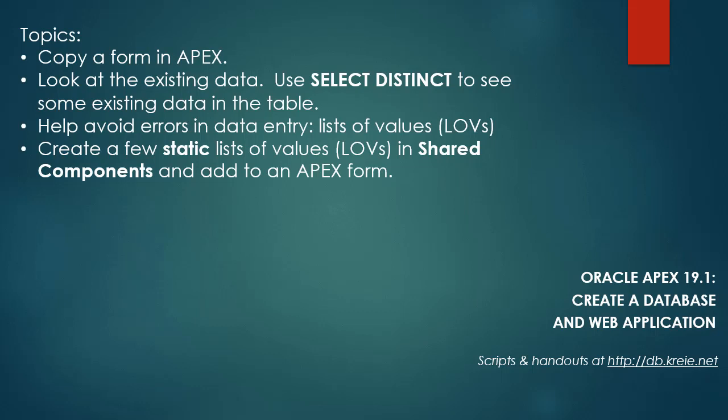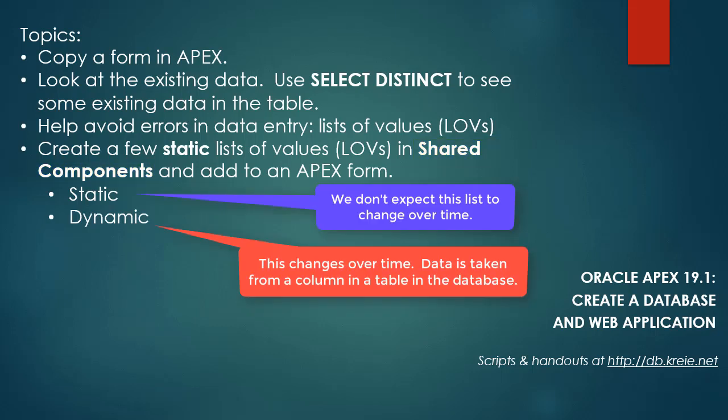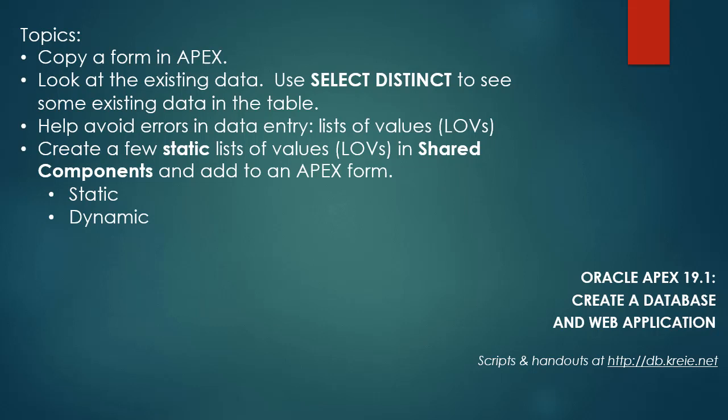So a yes-no list of options, for example, and we'll put those in shared components. There's also a dynamic list of values where we pull values from existing data where we think that data is going to change over time, and the dynamic list gives us the most current list at any point in time.